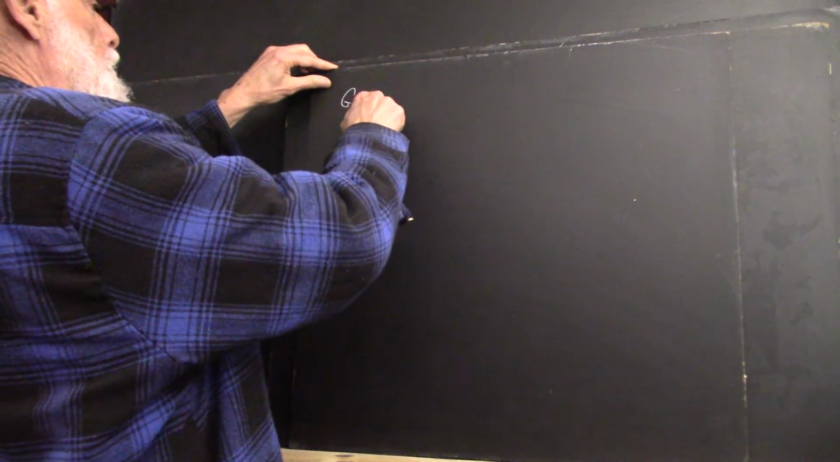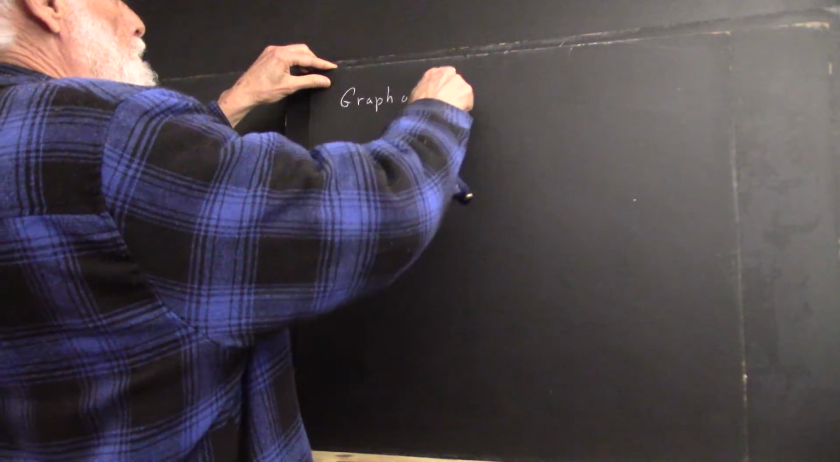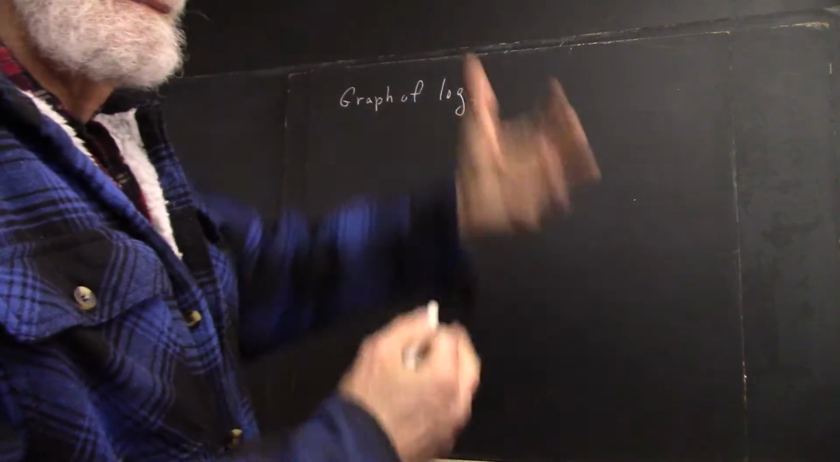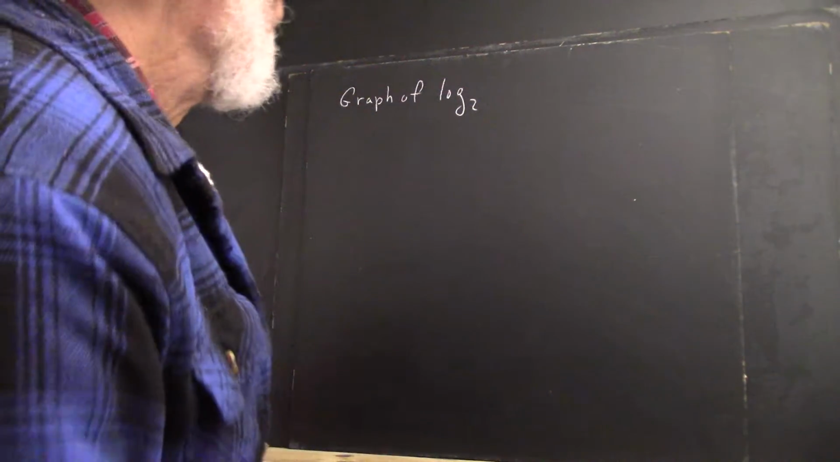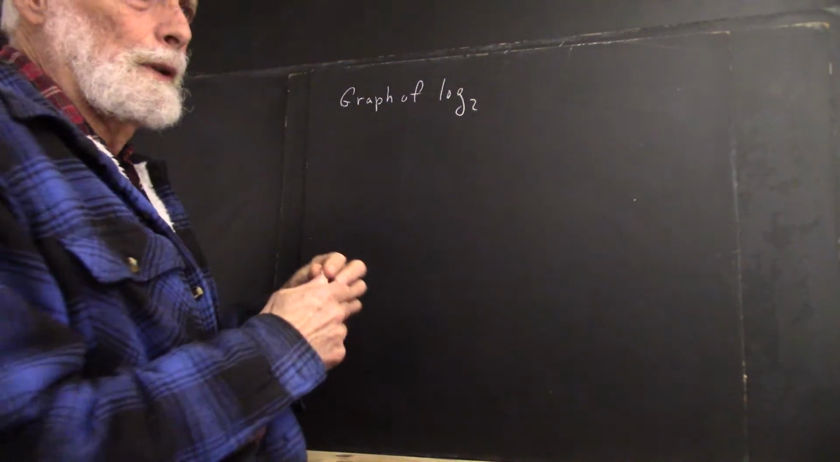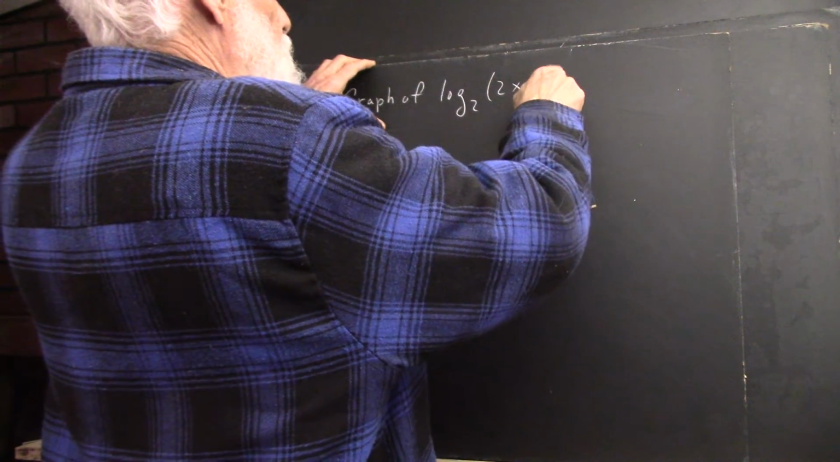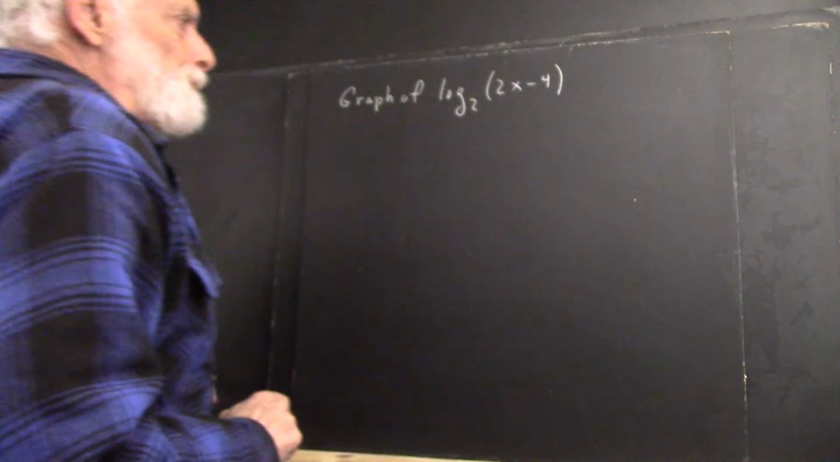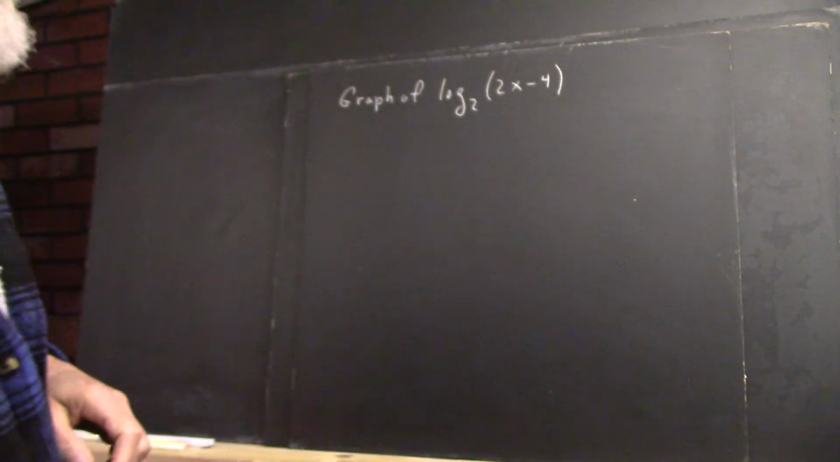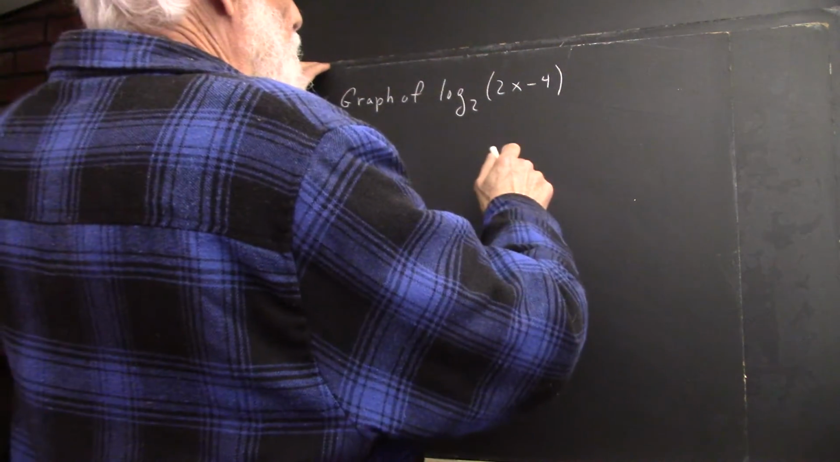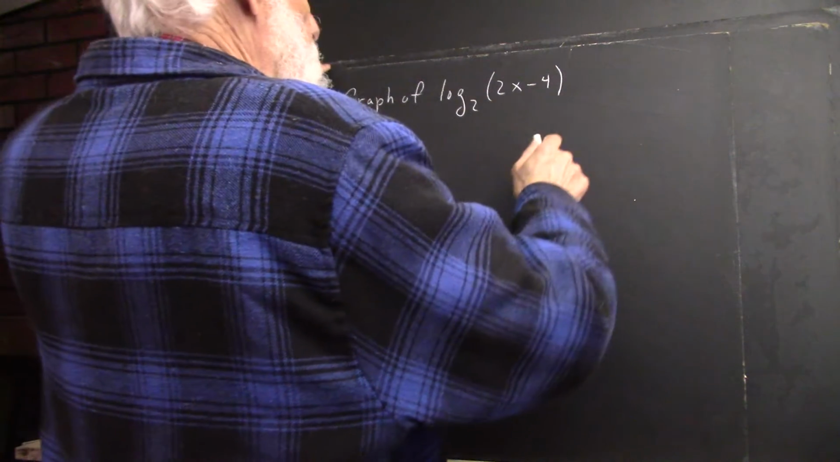Okay, so let's just look at the graph. Use base 2 logarithmic functions, because base 10 gets out of hand too quickly. Higher bases are inconvenient, but we know what to do with them. So we're going to graph log base 2 of 2x minus 4. Now, I want to do this by transformations.